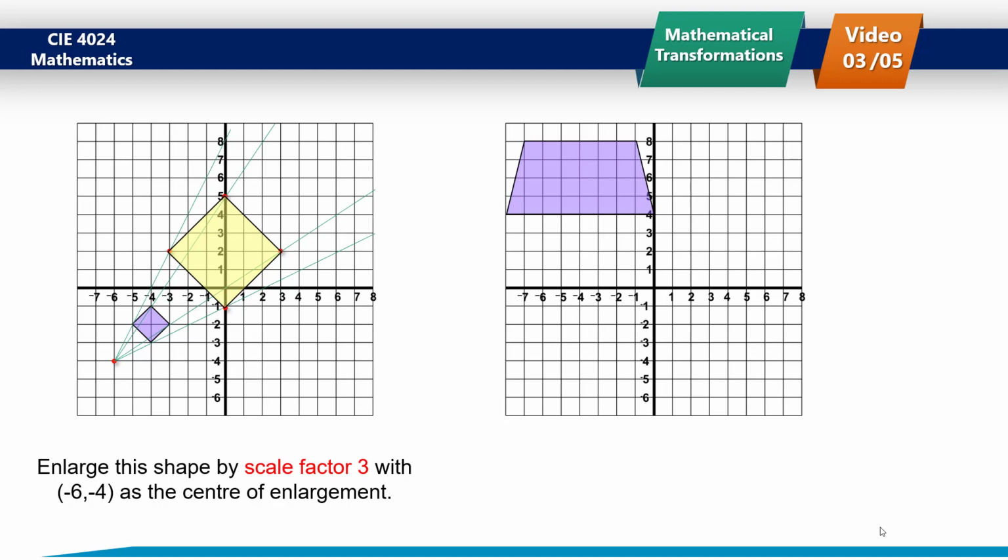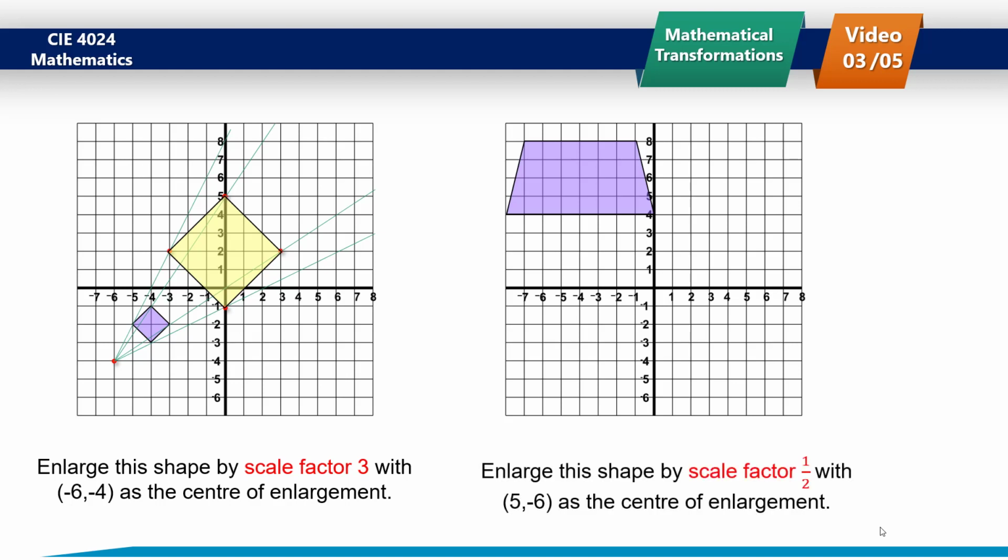So now let's discuss another example. Here we have a trapezium, and the question says enlarge this shape by scale factor of half with 5 and -6 as the center of enlargement. So that means the image will be smaller rather than bigger. It will be exactly half of the object given. As the center of enlargement is 5 and -6, I will join each vertex of the object by drawing lines to the center of enlargement.